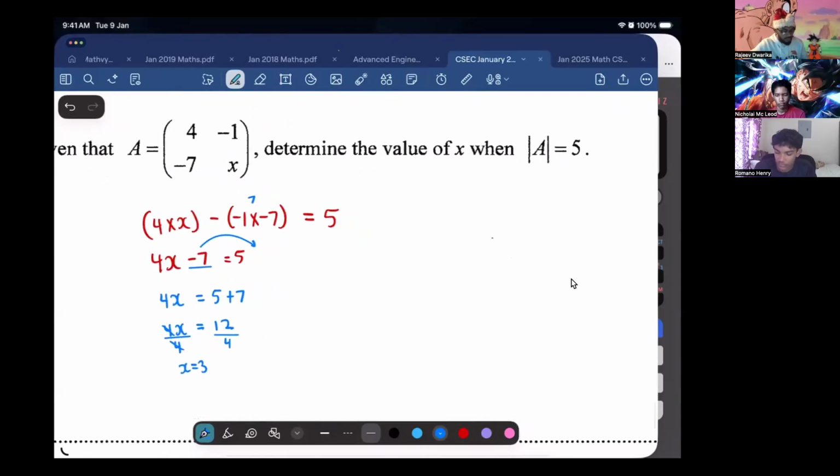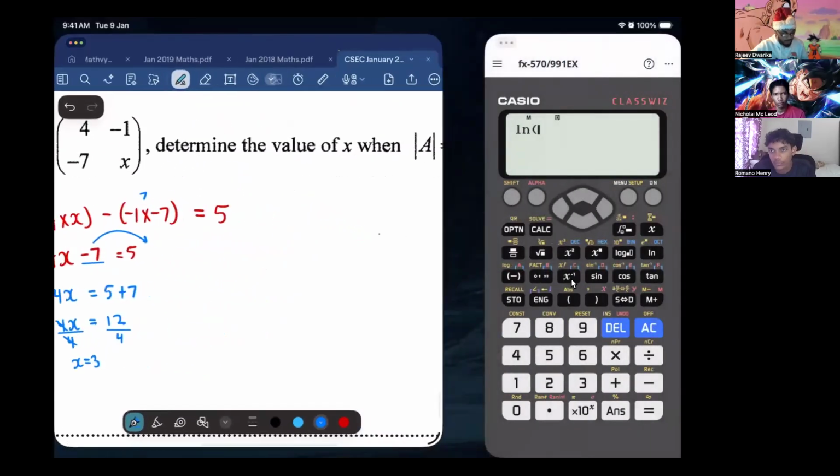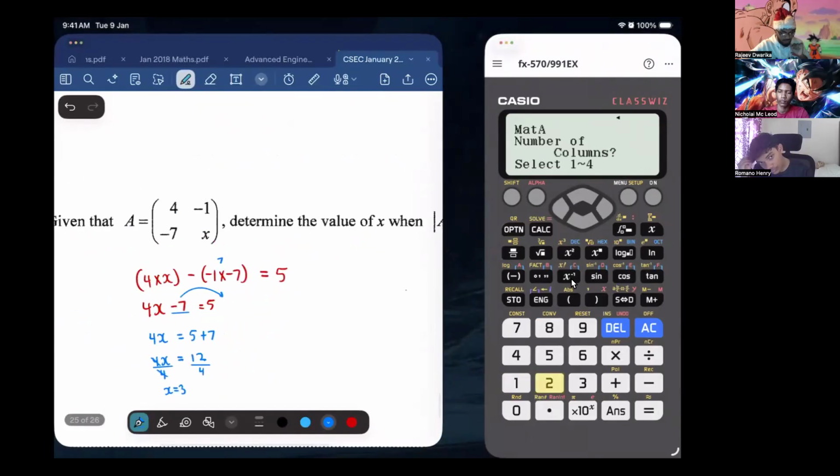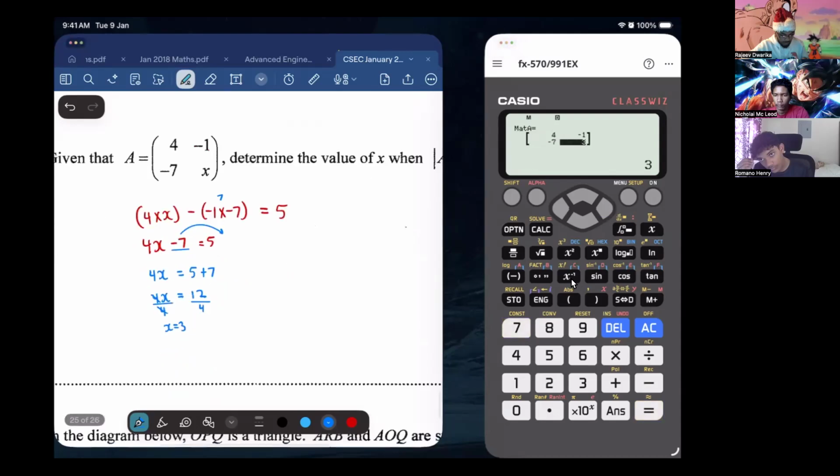And if you wanted to see if it's correct, let me show you how you can do that. Check this. On the calculator, in matrix mode, you're going to press option, then define matrix. You're going to define our matrix. I will call it A. A is a 2 by 2, right? So it's 4, minus 7, right? And what we found x to be?